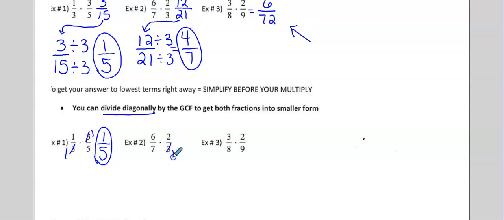3 divided by 3 is 1. 6 divided by 3 is 2. And now I can simply multiply across. 2 times 2 is 4. 7 times 1 is 7. 4/7 is my final answer.